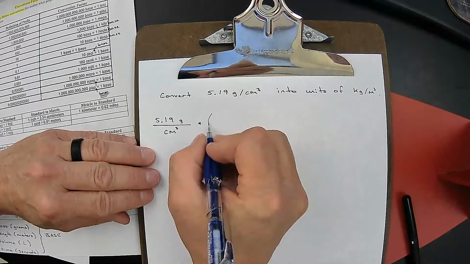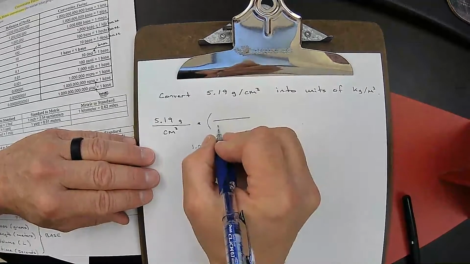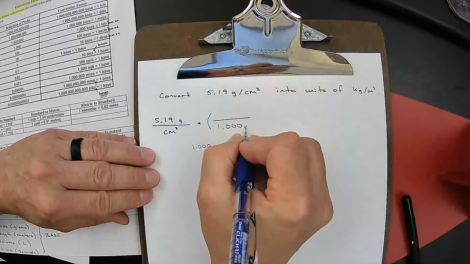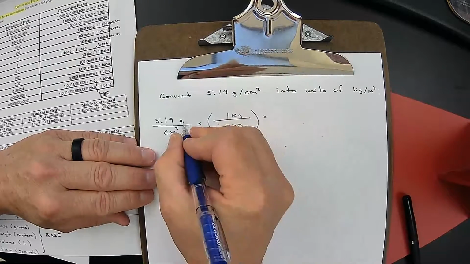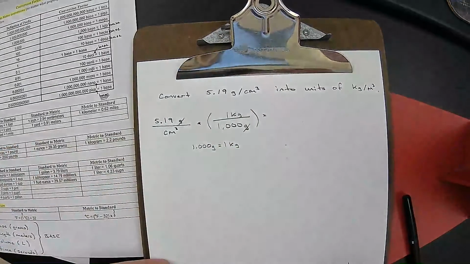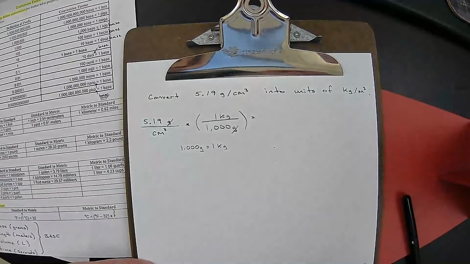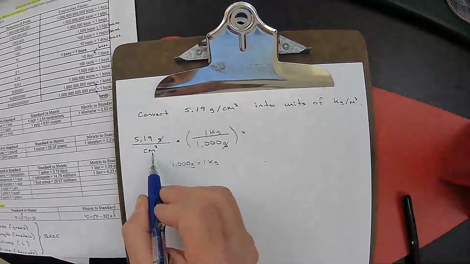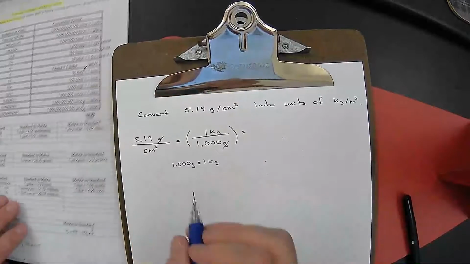When I put this conversion factor in, I want to make sure I cross out grams. So I'm going to put the 1,000 grams on the bottom and the 1 kilogram on top. That allows me to convert from grams to kilograms. If I stopped right there, my answer would be in kilograms per centimeter cubed. But we want to change from centimeter cubed to meter cubed, so I'm not going to be concerned about the cubed.